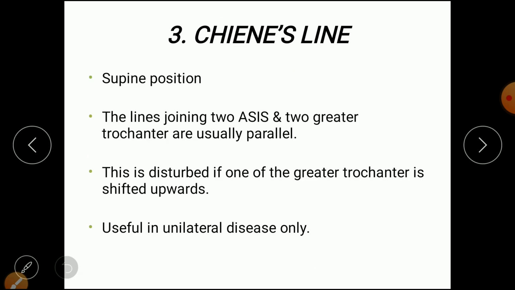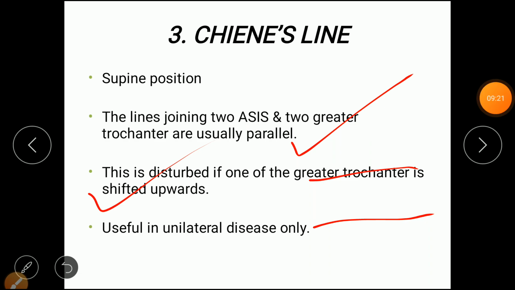Third method is Chiene's line. Patient in supine position, the lines joining the two ASIS and the two greater trochanters are parallel, that is, ASIS to ASIS and GT to GT. This is disturbed if one of the greater trochanters is shifted upwards. Useful in unilateral disease only.